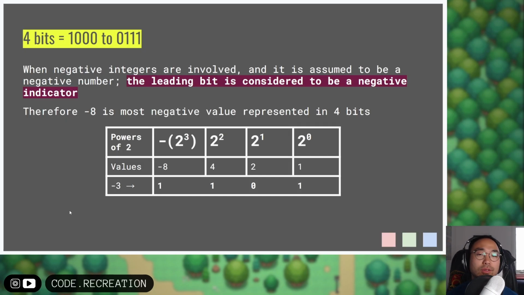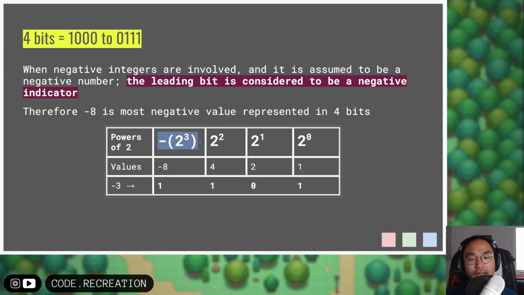In this video, we're going to be talking about how to turn negative integers into binary numbers. To start this off, we're going to look at just 4 bits and compare 1000 to 0111. When a number is assumed to be negative, the leading bit is considered to be a negative indicator. Therefore, negative 8 is the most negative value when we have 4 bits, and let's examine that right now.